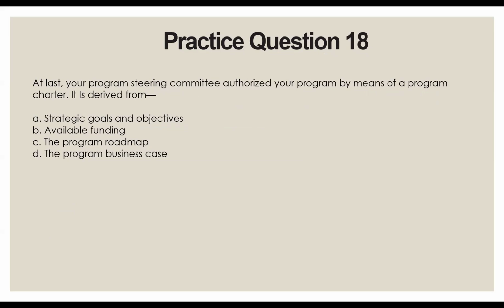Now, your program steering committee authorized your program by means of program charter. Now, this is derived from... program charter. Say it again. Should it be alpha or delta? D. Business case is input to program charter. Yeah, it will be D. Sorry. Because strategy goals are before even, right? Everything is before business case, right? So if the question was business case is made based on, right? Yeah. Goals and objectives, right?